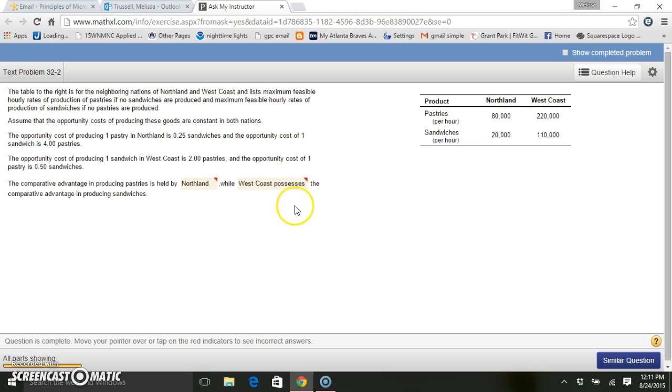On the other hand, the West Coast has the advantage for producing sandwiches because the cost for the West Coast of producing one sandwich is only 2 pastries, where the Northland has to give up 4 pastries to make one sandwich. So the sandwiches are cheaper, in a sense, for the West Coast than they are for the Northland, because the West Coast gives up fewer pastries to make a sandwich. Does that make sense? Hopefully that helps. If not, feel free to ask again, and we'll try to go through it again.